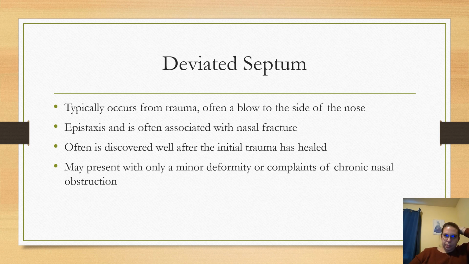The deviated septum occurs from trauma, often a blow to the side of the nose. Epistaxis, which is just a fancy word for a nosebleed, is often associated with nasal fracture. And often we find it on a routine nasal exam.